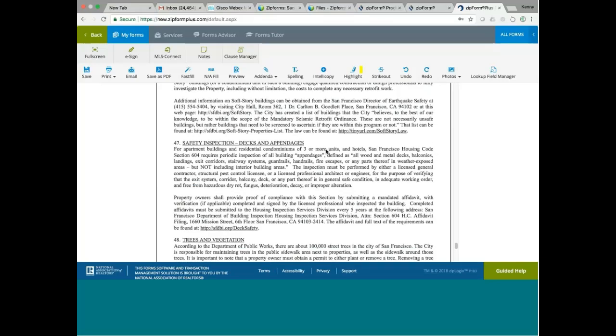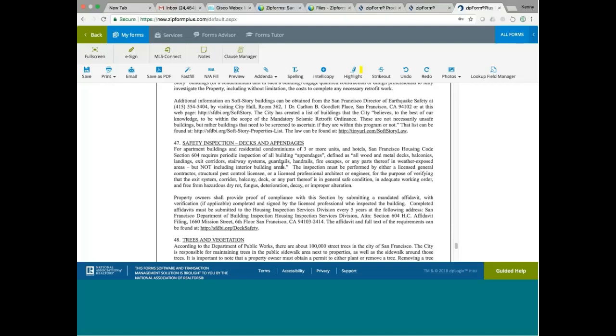Decks and appendages for apartment buildings and residential condo of 3 or more units and hotels. The housing code requires periodic inspection of all building appendages. Defines that all wood and metal decks, balconies, landings, exit corridors, stairway systems, guardrails, handrails, fire escapes, or any parts thereof in weather exposed areas, but not including any interior building areas. Now, this has to do with the common area if it's a condominium.